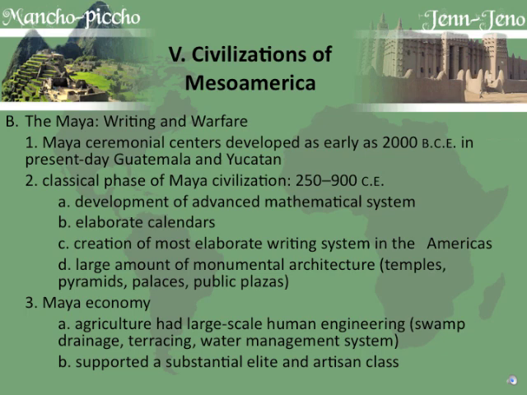In the economy, you're going to have agriculture, which had large-scale human engineering: swamp draining, terracing, water management systems. It was quite elaborate and impressive for this time period. It supported a substantial elite and artisan class, which is well known with the Mayan artisan work and jewelry that has been found from these regions.